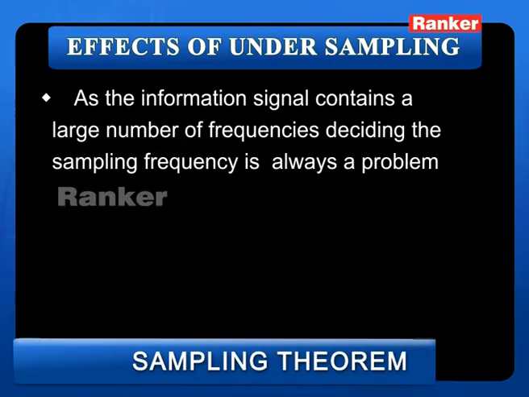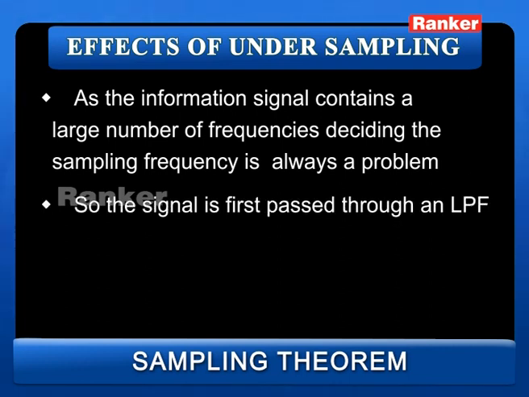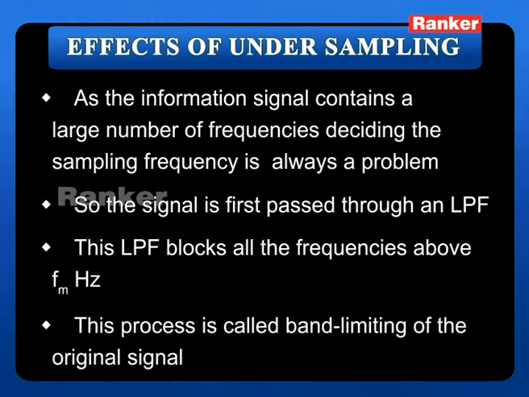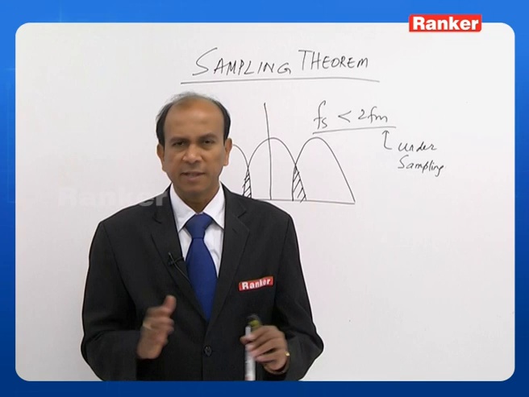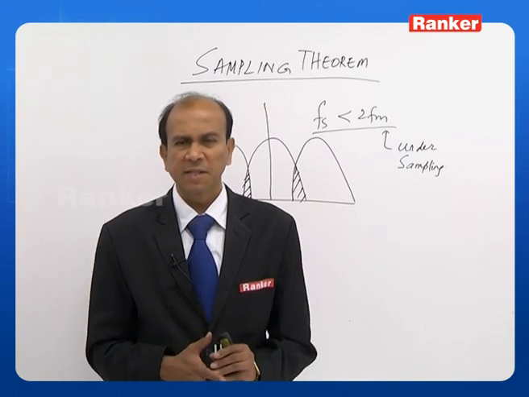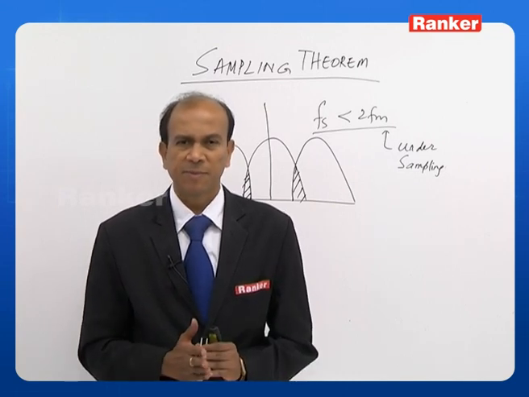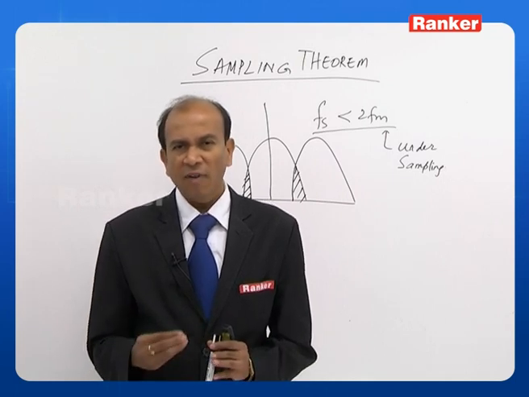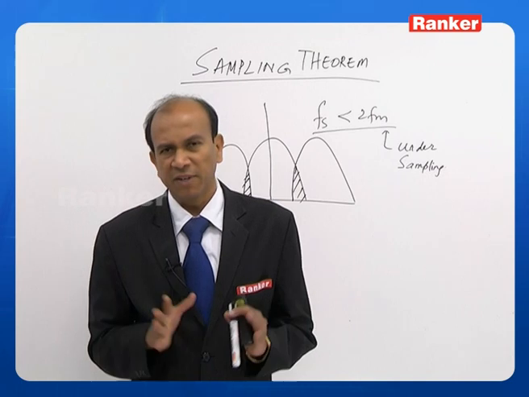As an information signal contains a large number of frequencies, deciding the sampling frequency is always a problem. So, a signal is first passed through a low pass filter, and this low pass filter blocks all the frequencies above FM hertz. This process is called band limiting of the original signal. Let us understand this. If you take a signal, it contains a large number of frequency terms. When you have so many frequency terms, identifying the sampling rate is a little bit difficult.